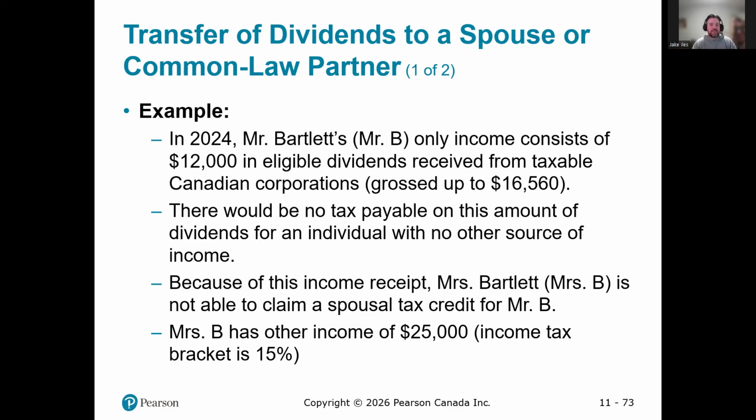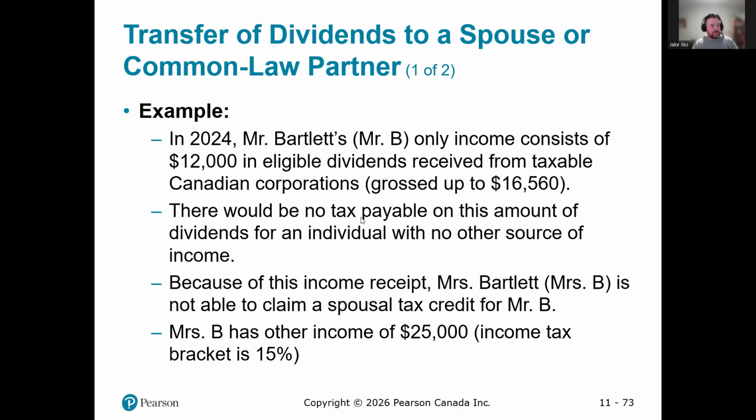The basic personal tax credit can be transferred as a spousal credit if it's not being used, but Mr. Bartlett is using it. So he's using his basic personal amount, and Mrs. Bartlett doesn't get the spousal credit. So why is this an issue?